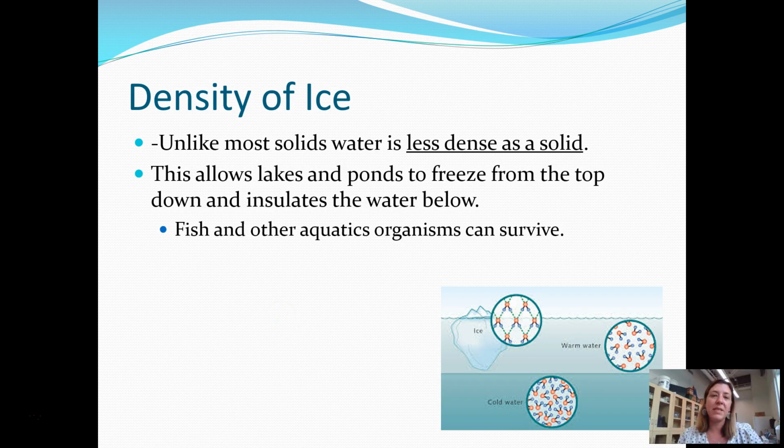Okay, this is really important because, as it says here, this allows lakes and ponds to freeze from the top down and insulates the water below. Okay, so the low density of ice causes it to float on the surface of liquid water. So you can think of icebergs or ice cubes, but in a natural ecosystem, maybe an iceberg, or just when a whole pond freezes over, but it freezes from the top down.